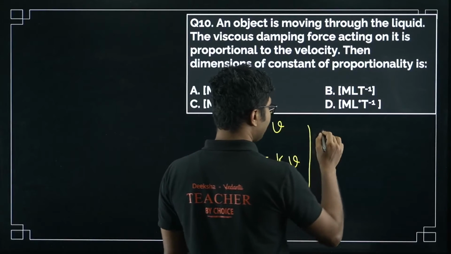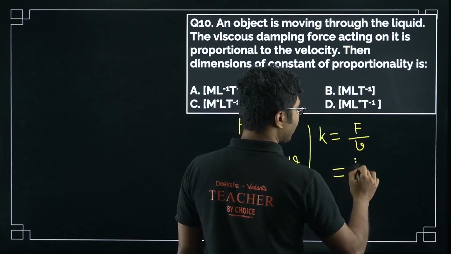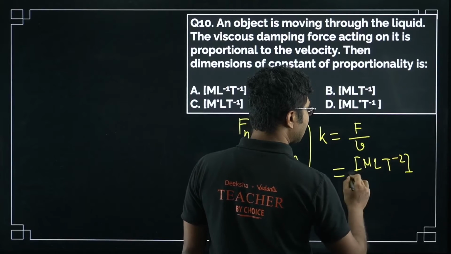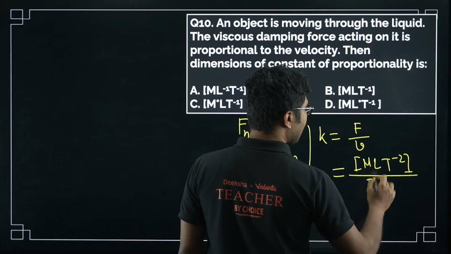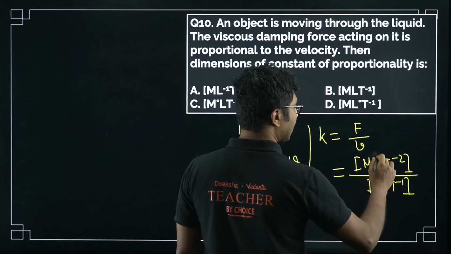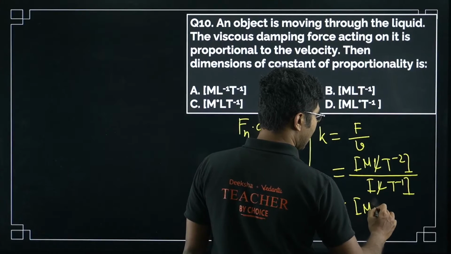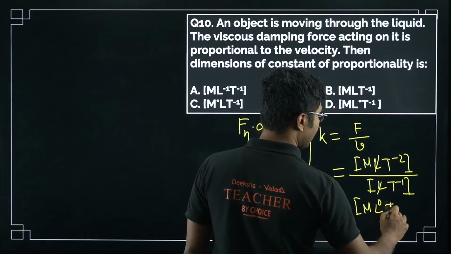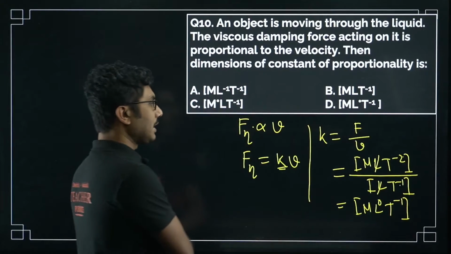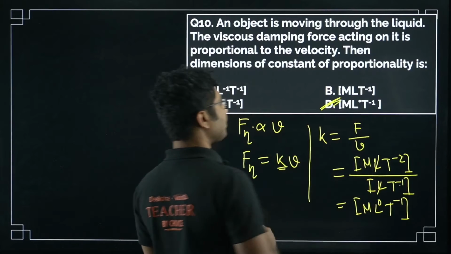Okay, so we know that K will be equal to force divided by V. What is the dimension of force? Dimension of force is very important to remember, M L T to the power of minus 2. And what is the dimension of velocity? Velocity is distance by time, so L T to the power of minus 1. So L cancels. So you get K is M, L to the power 0, T to the power of minus 1. So minus 2 minus minus 1, it will be only minus 1, right? So M to the power 1, L to the power 0, T to the power of minus 1. Correct answer is option D.